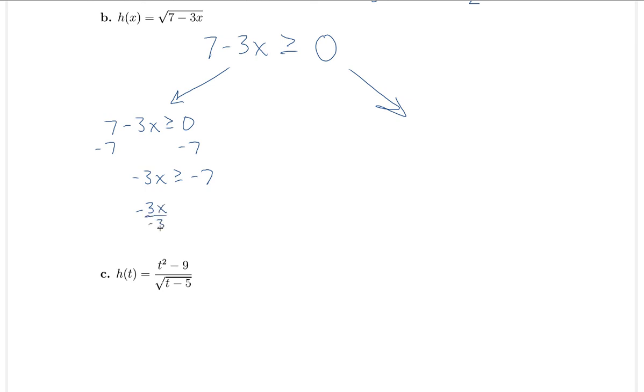But if you use this strategy, you have to remember the rule that when you divide or multiply by a negative, you have to flip the inequality around. So what you actually get here is x is less than or equal to 7/3.